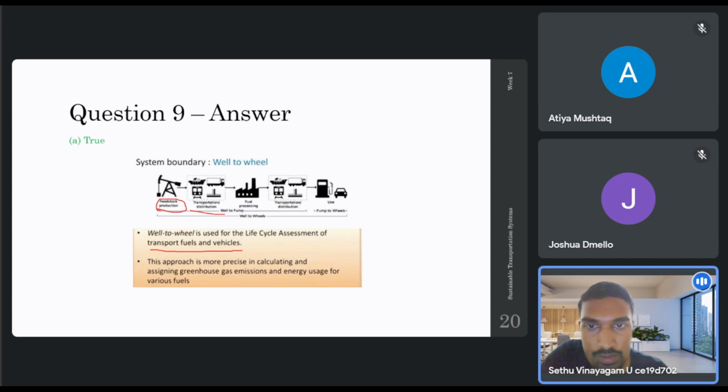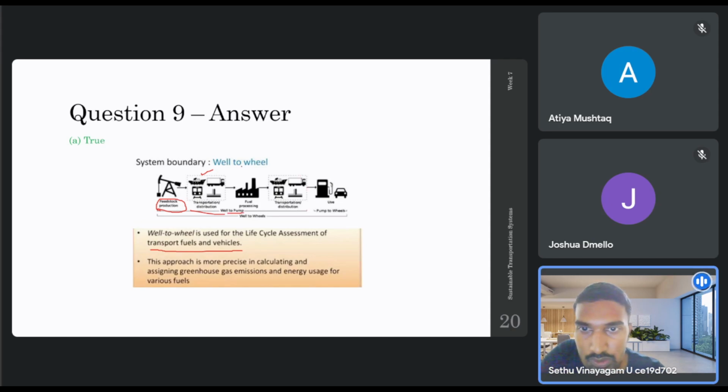So it has to be transported, so there are some emissions and impacts on the environment associated with this transportation as well. So this also has to be taken into account, and then it goes into the fuel processing stage. Once the processed fuel is ready, that processed fuel has to be transported to the pumping stations where it will be used. So if you consider all the inputs and outputs from the feedstock production up to the final transportation and distribution, that is called well to pump.